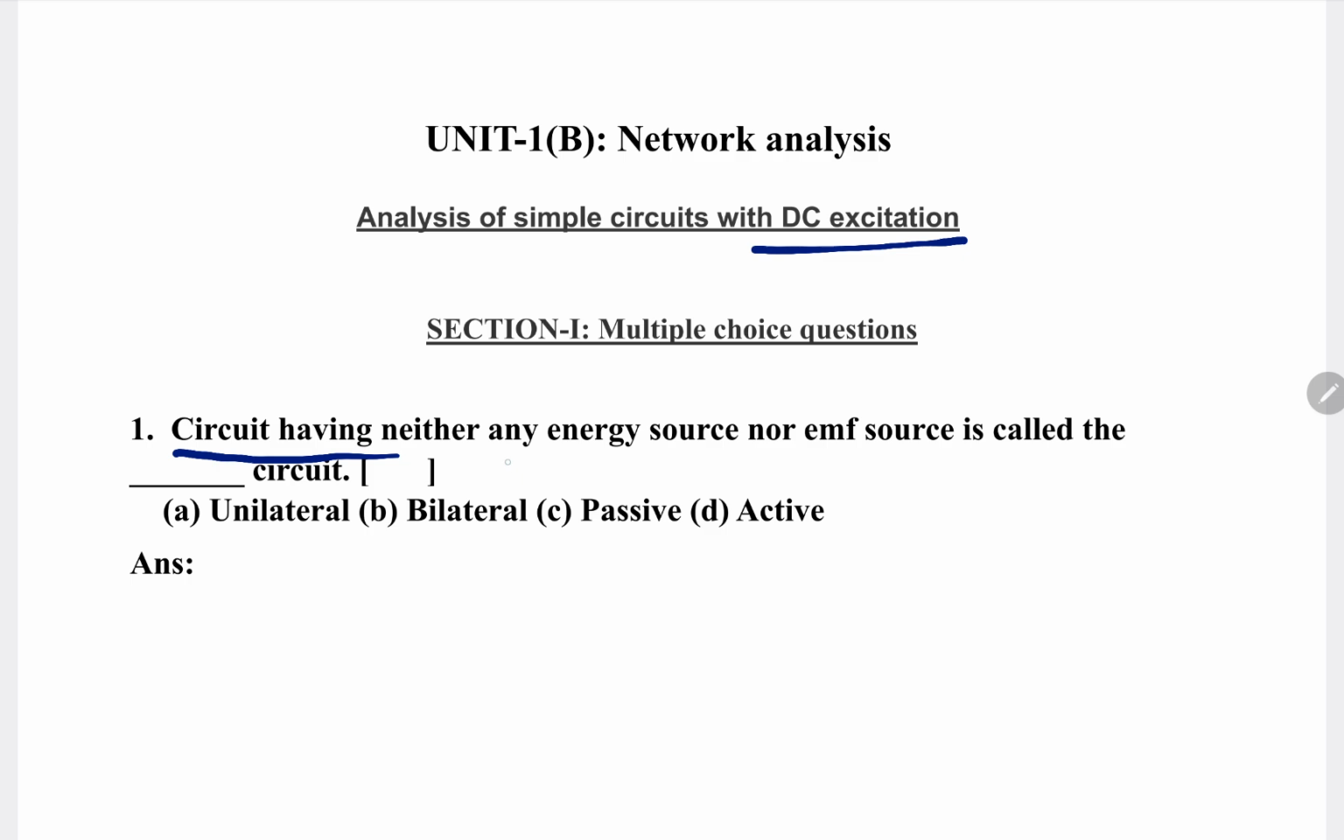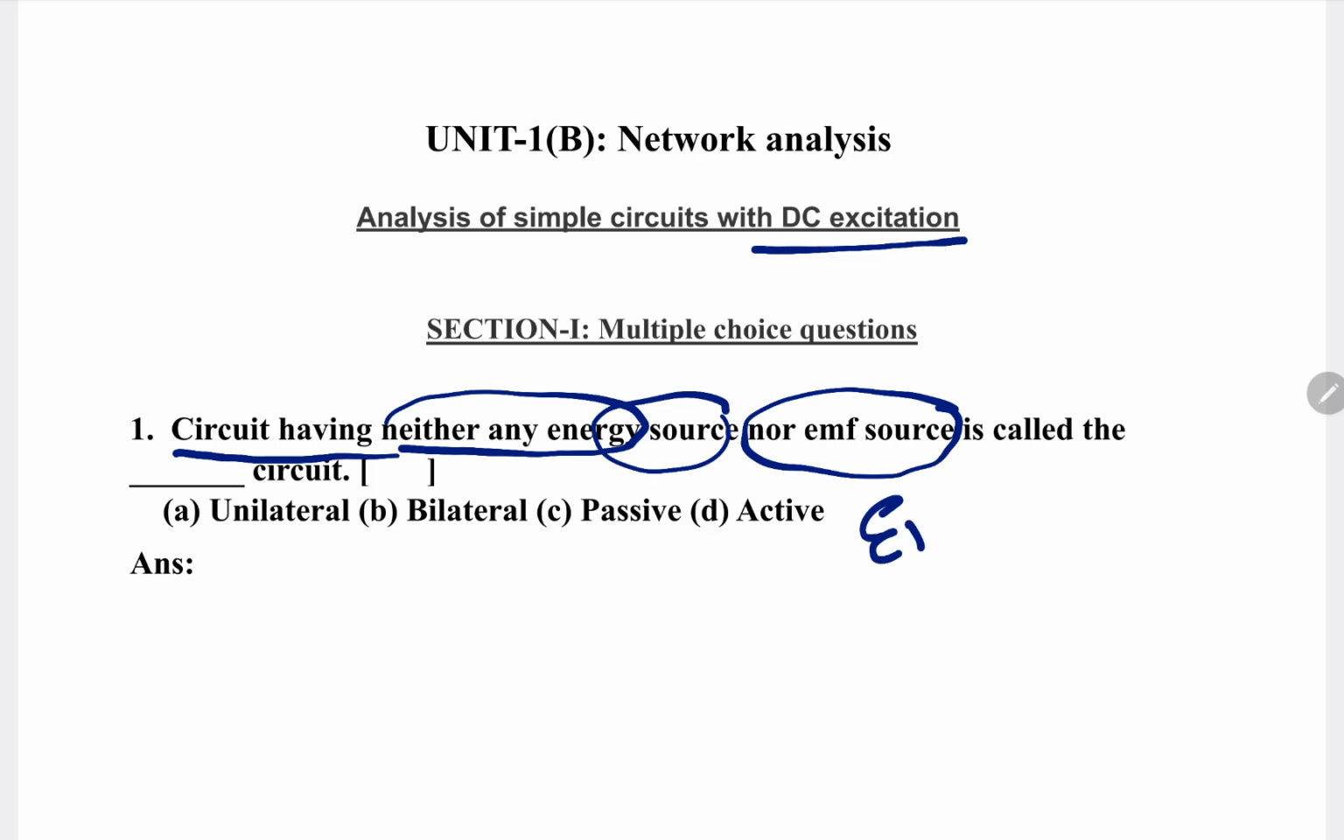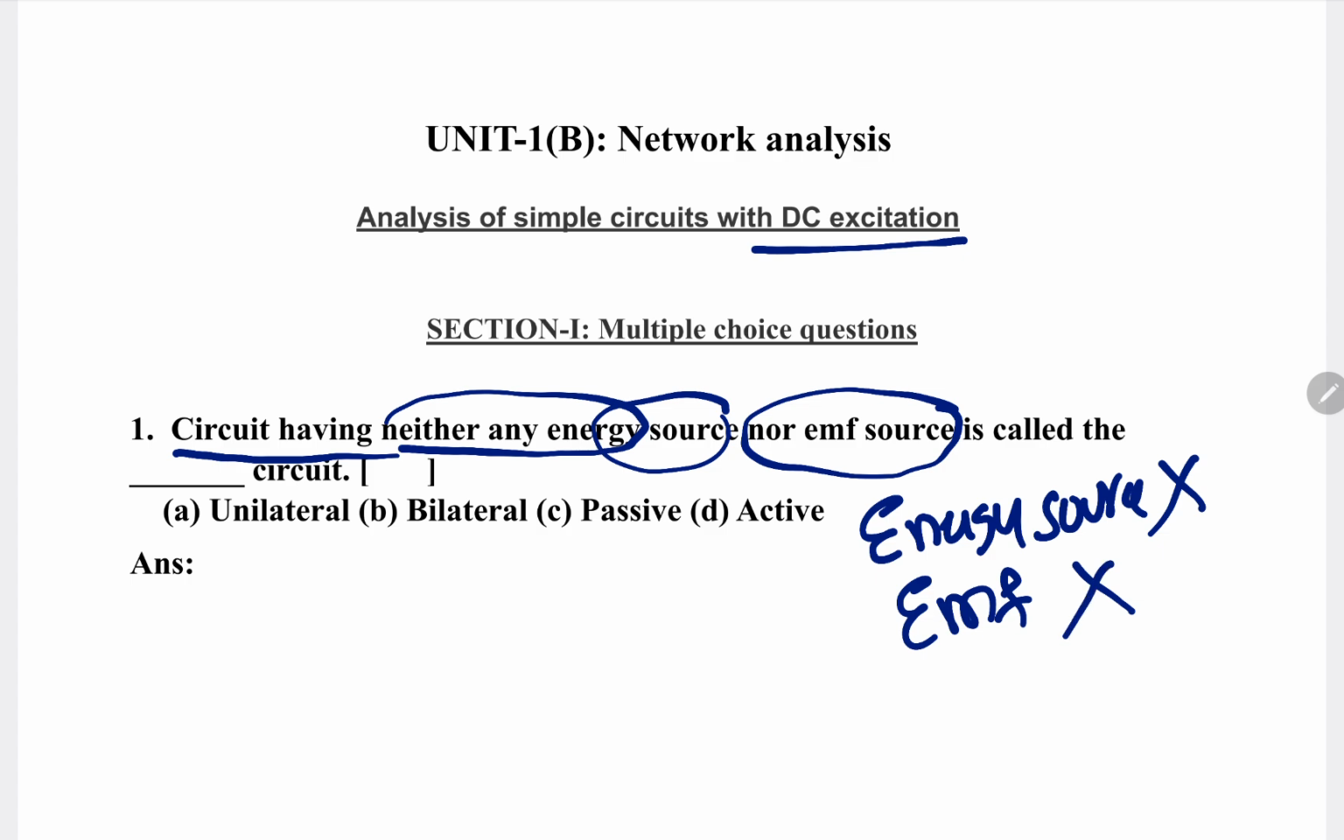A circuit having neither any energy source nor any EMF source is called dash circuit. It means the circuit is not having any energy source, and EMF source is not there in the circuit. Whenever there is no energy source and no EMF source, that kind of circuit we call a passive circuit. Whenever at least one energy source is there, then we call it an active circuit. But here no energy source is there, no EMF source is there, so we call it a passive circuit. So the answer is C.